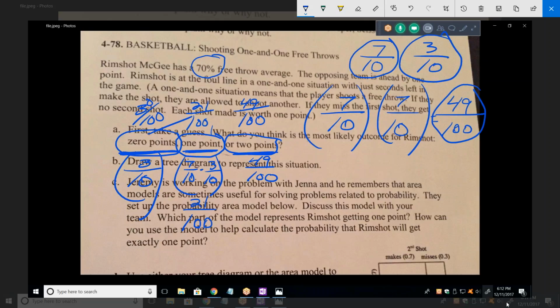So when you have two events that must happen, you multiply the probabilities. So to get 2 points, she has to make the first one, which is 7/10, and she has to make the second one, which is 7/10. So you multiply those two to get 49 100ths. Got it. Okay.